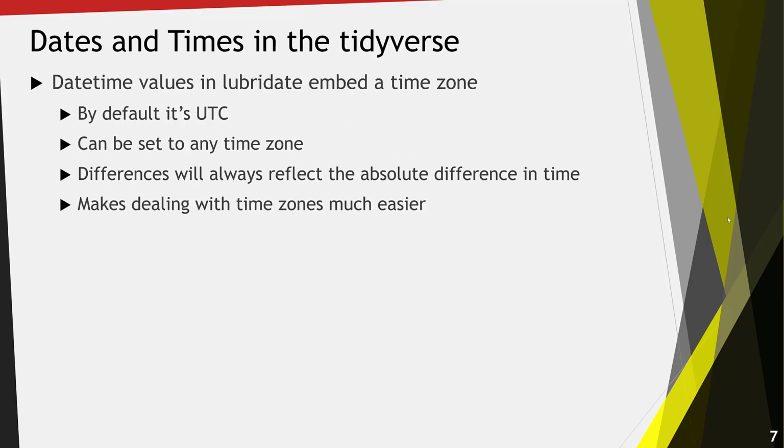How does this work? With date time values, every value in Lubridate embeds a time zone. By default, it's UTC, or Universal Coordinated Time, but this can be set to any time zone. Differences between two times are always going to reflect the absolute difference in time between the two moments that are recorded in those values. This makes dealing with time zones much easier.